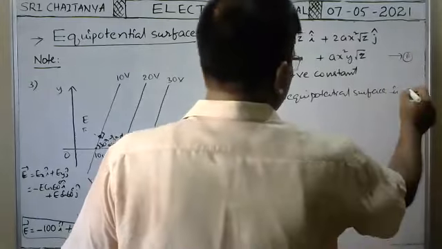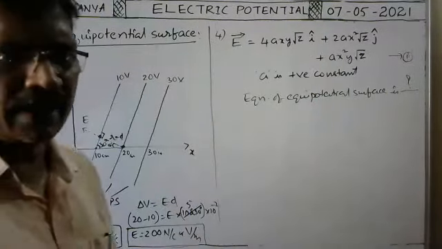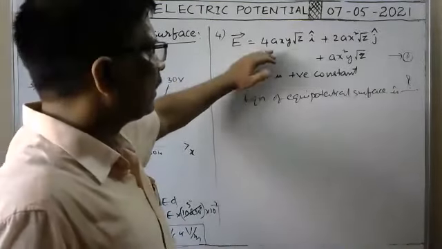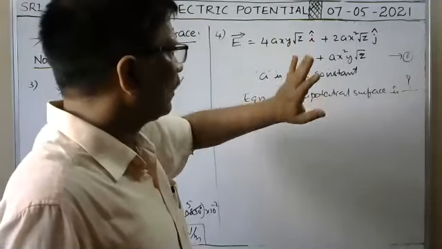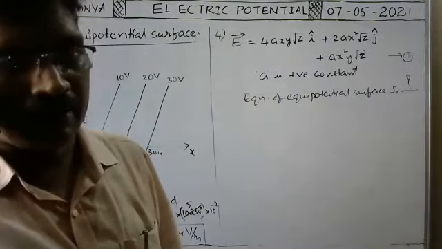The equation of equipotential surface is dash. That is the question. Okay, I think you could understand the question. The intensity of electric field is given, which depends on the position coordinates. Then what is the equation of equipotential surface? That is the question they asked.